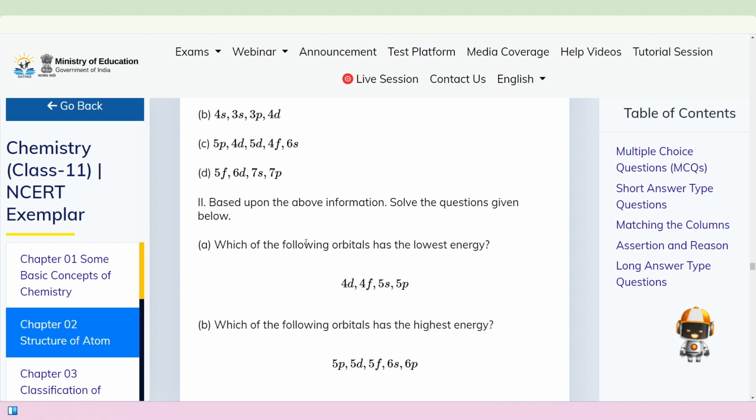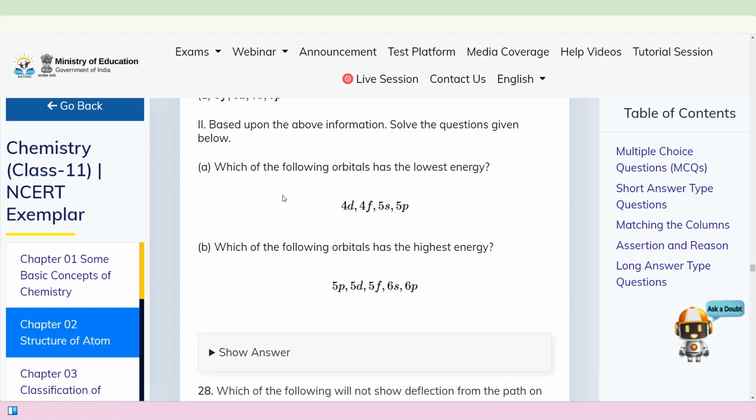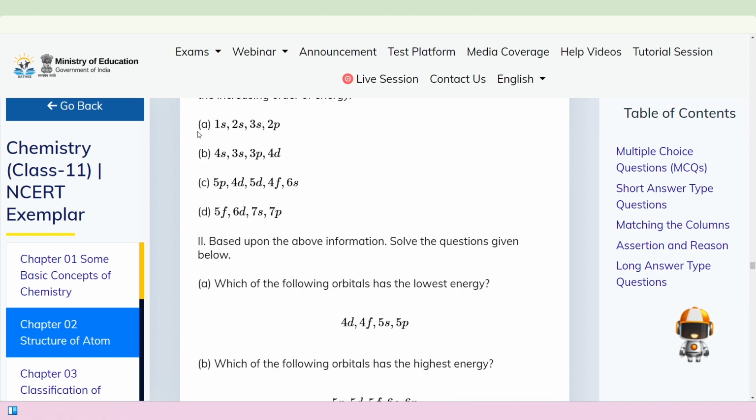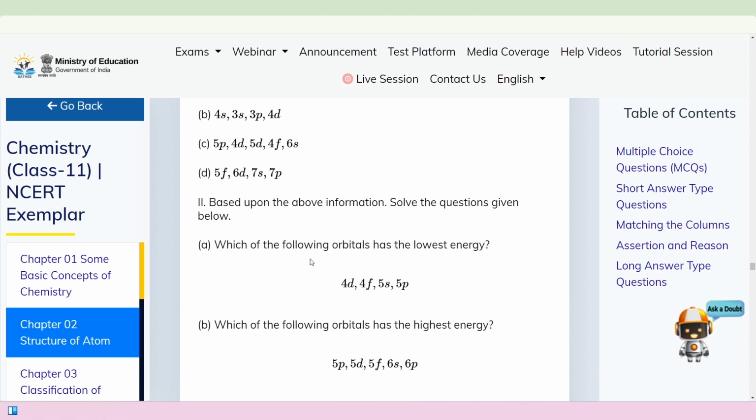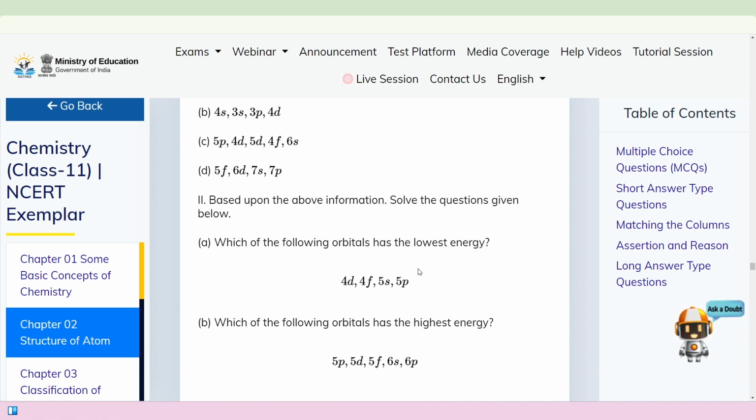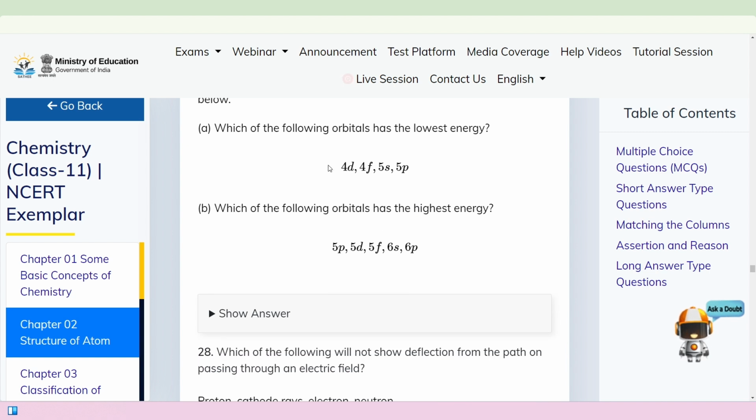Similarly, we will solve it for D. Based on the above information, solve the following question. Which of the following has the lowest energy? Out of this, I have just ordered it, but you can do it. You have to arrange the order only. We have done it in the first way only. So which of the following will have the lowest energy? Out of these four, which will have the lowest energy?